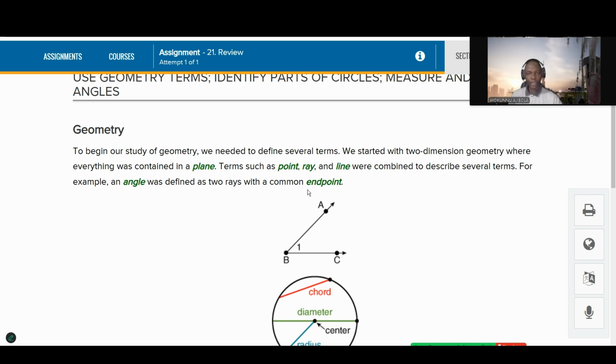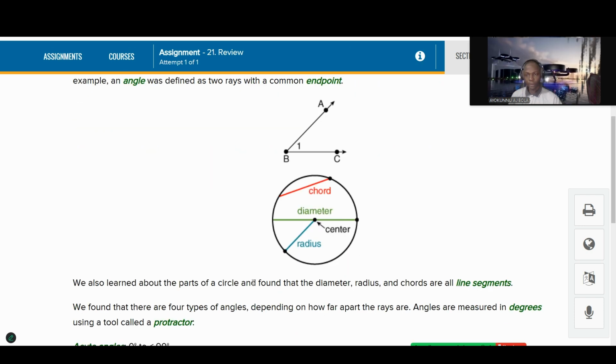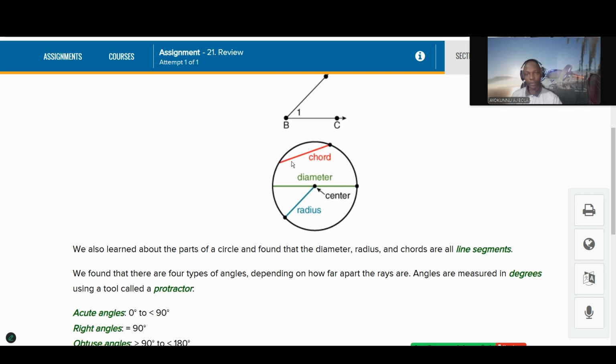So in a circle, we found the diameter is twice the radius. So if the radius is 3, the diameter is 6. If the radius is 6.5, the diameter is 13. And we have the chord. A chord touches two opposite sides of a circle but doesn't go through the center. But a diameter touches two opposite sides of a circle and goes through the center, while the radius sweeps from the center of the circle all around the circumference.